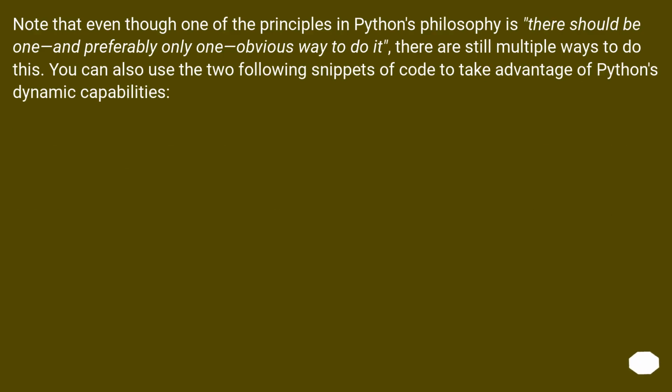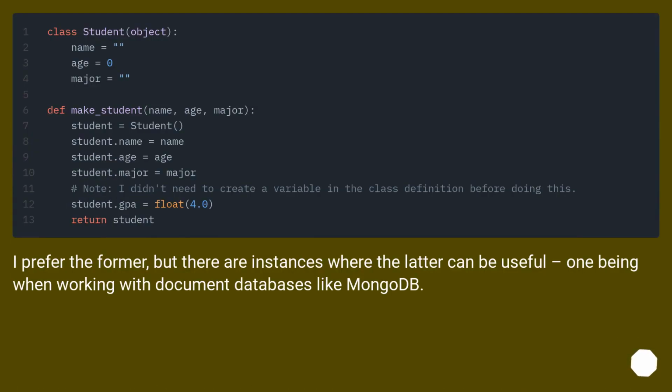Note that even though one of the principles in Python's philosophy is there should be one, and preferably only one, obvious way to do it, there are still multiple ways to do this. You can also use the two following snippets of code to take advantage of Python's dynamic capabilities. I prefer the former, but there are instances where the latter can be useful, one being when working with document databases like MongoDB.